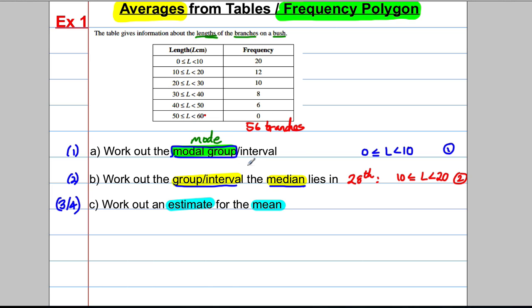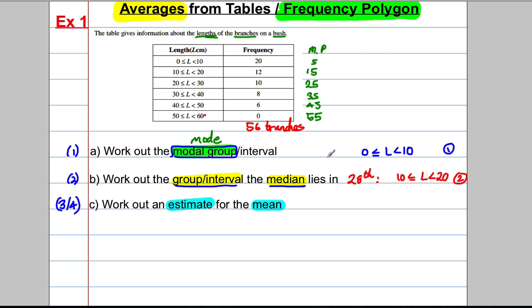What you have to do is as follows. You have to create yourself another column called the midpoint column. We're going to use the middle number halfway between 0 and 10, which is 5. The middle number halfway between 10 and 20, which is 15. The middle number between 20 and 30, which is 25. Between 30 and 40, which is 35. Between 40 and 50, which is 45. And between 50 and 60, which is 55.